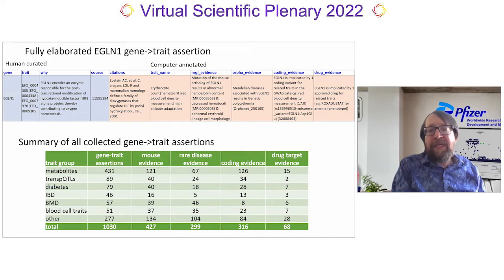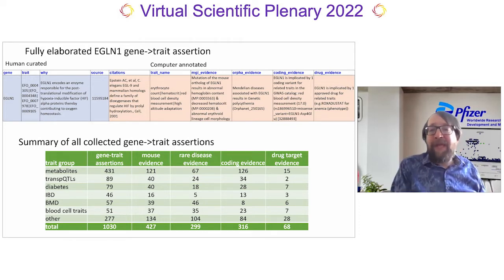So at this point, we've collected about 1,000 of these, and you can see the breakdown here from the metabolites to specific diseases like diabetes and IBD, bone mineral density, blood cell traits, a handful of trans pQTLs, and other traits like eye color and hair color, where there are some very well-known causal genes. The assertion of saying this gene for this trait is a purely human endeavor, a member of the team looking through and saying, yes, we believe there's enough evidence for that.